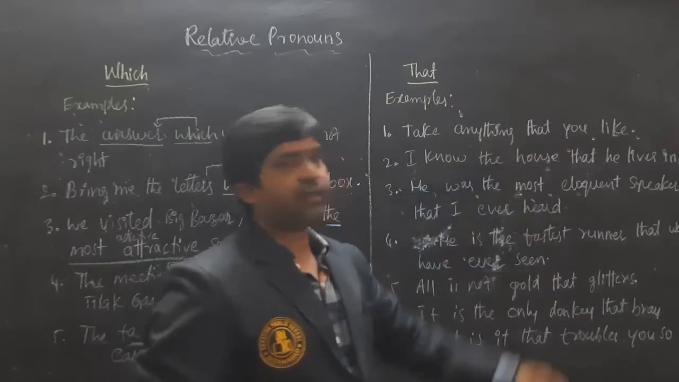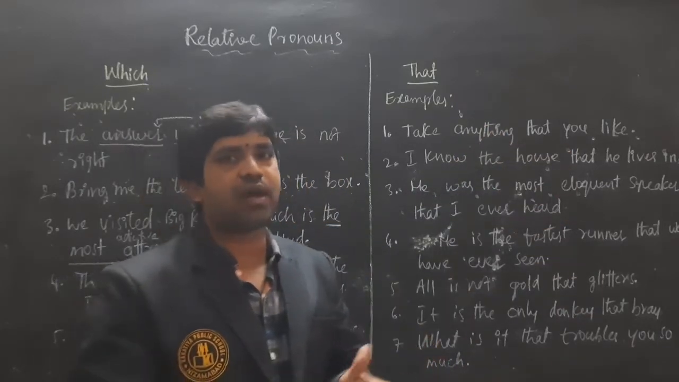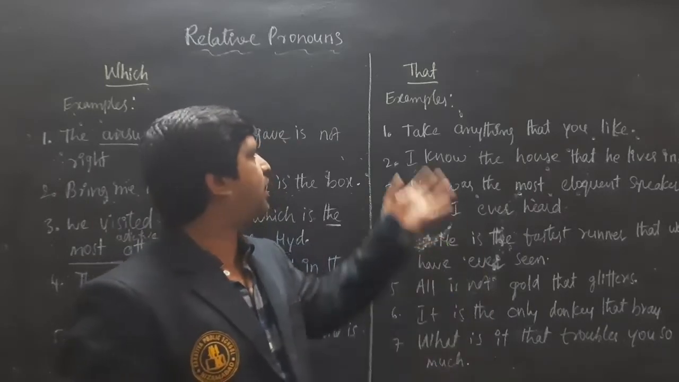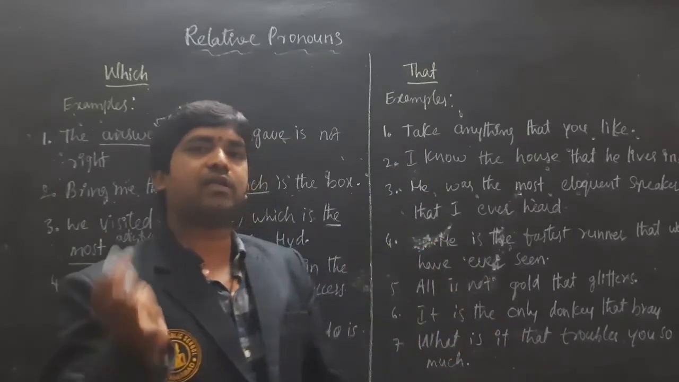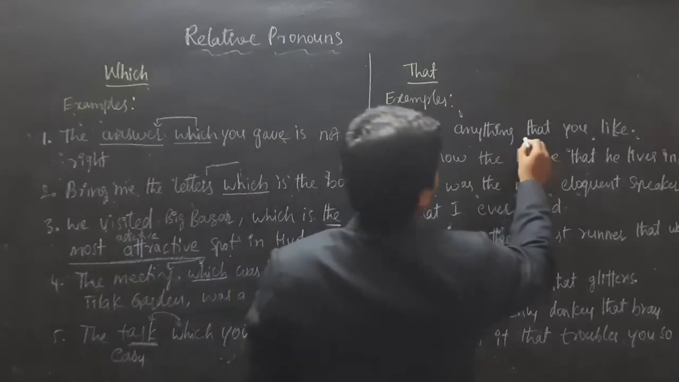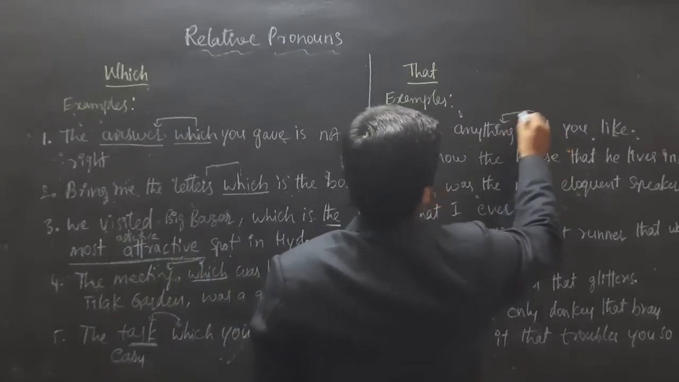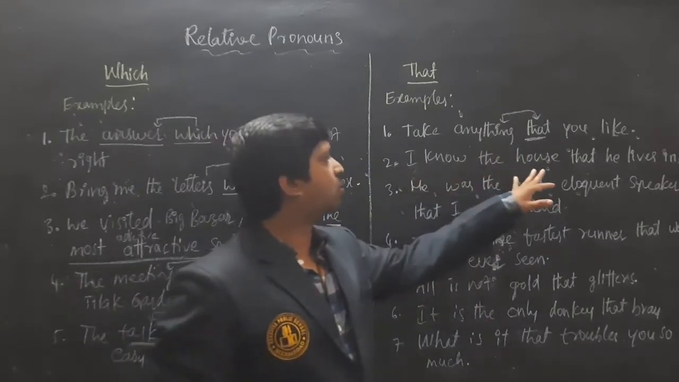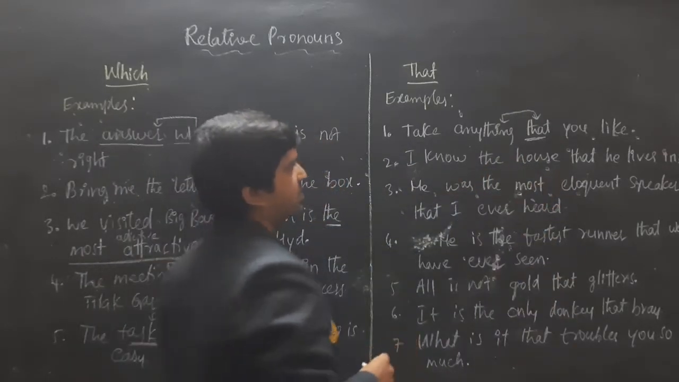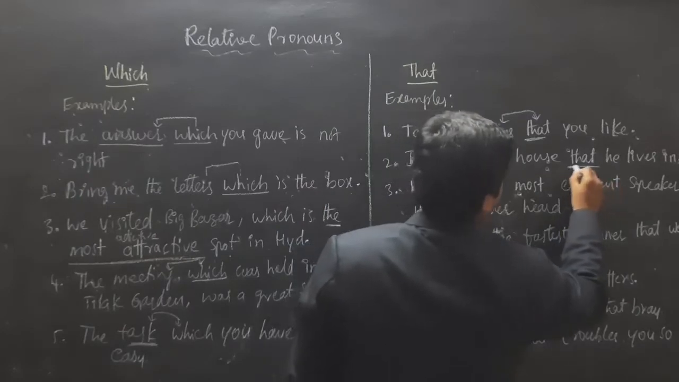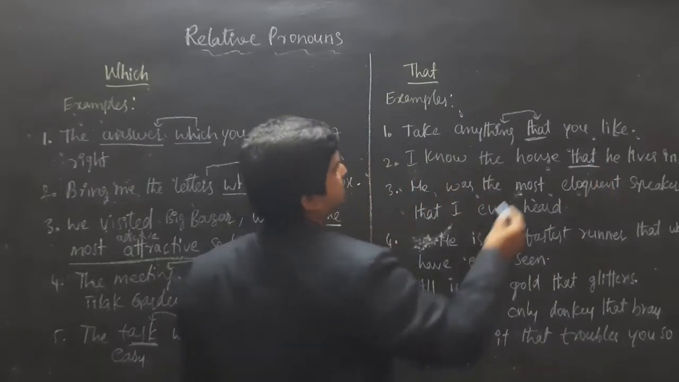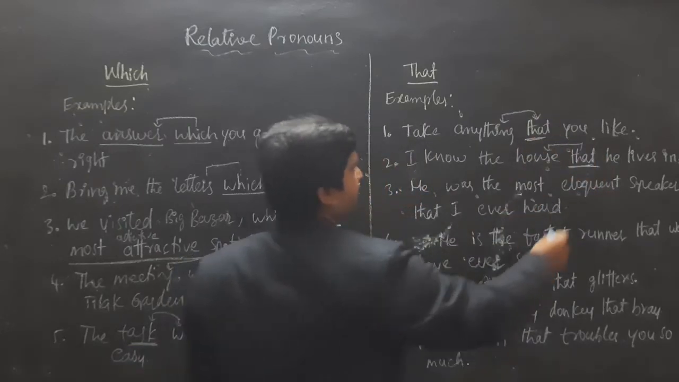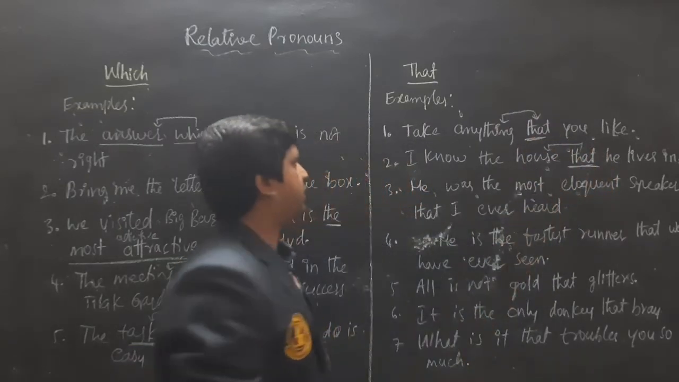Take anything that you like. Here you are offering your friends many things and you are telling your friend to take anything that you like. "Anything that you like": it refers to anything. I know the house that he lives in. Here we are speaking about the thing, house. Here it is used in the subjective case and here it is used in the objective case.